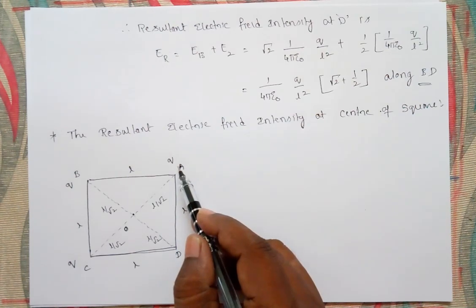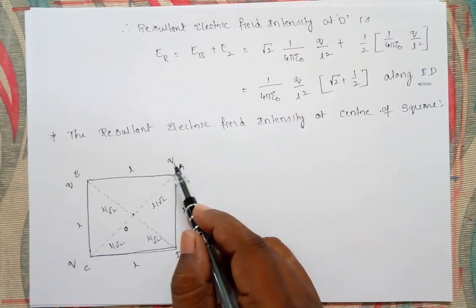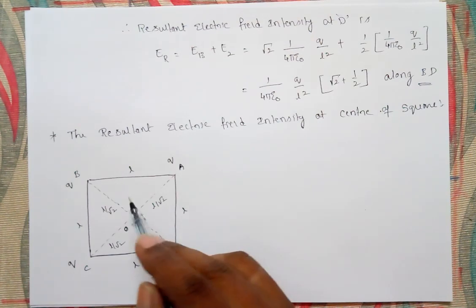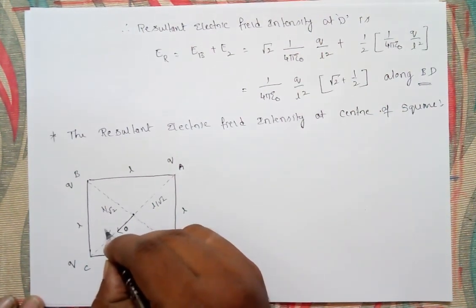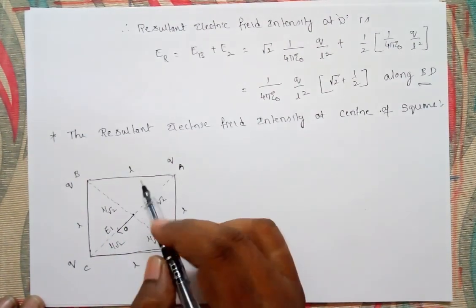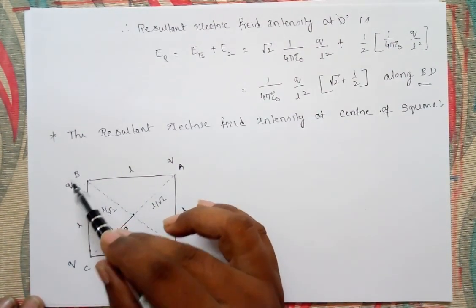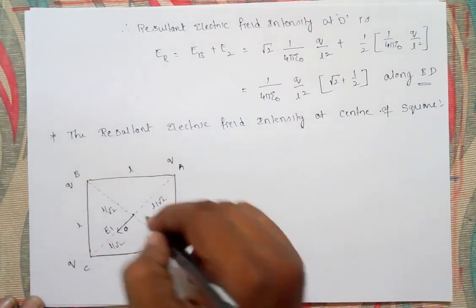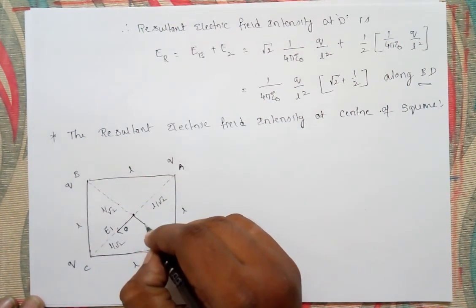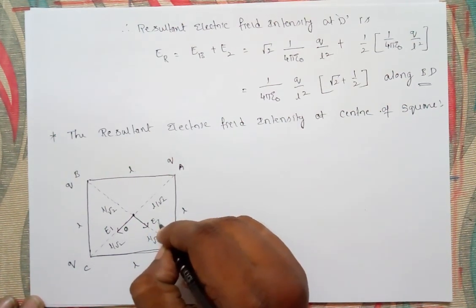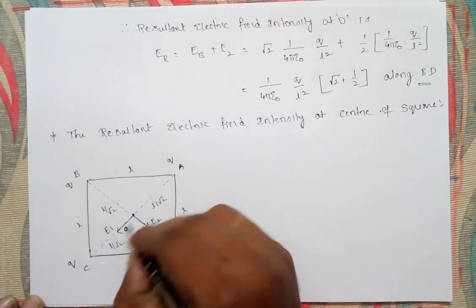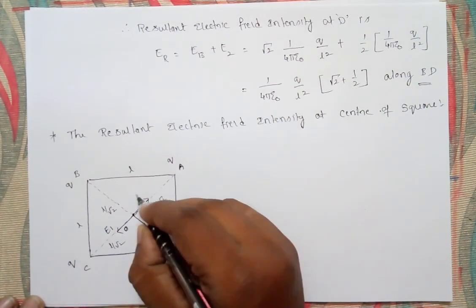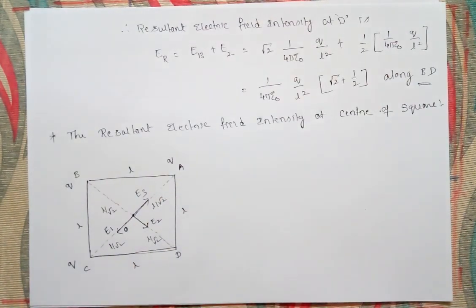Now the electric field intensities will be discussed here. Due to the charge at A, the electric field intensity at center O is away from it, that is E1. Similarly, the electric field intensity due to the charge at B at O is away from it because of the positive charge, that is E2. And because of the charge at C, the electric field intensity at O is away from it, that is E3. Like that we have three electric field intensities E1, E2 and E3.